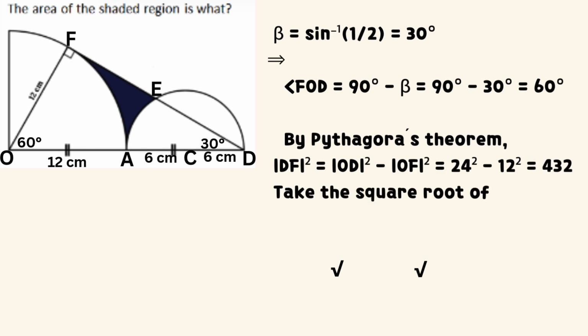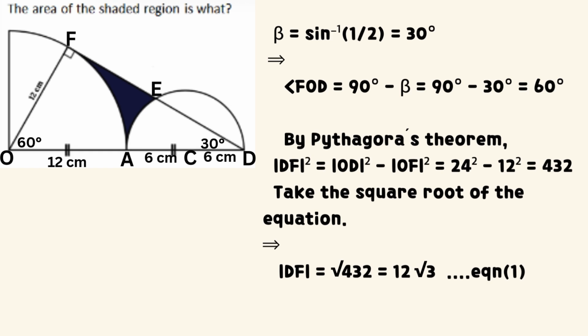By Pythagoras' theorem, the square of line DF equals the square of line OD minus the square of line OF which equals 432. After substitution and simplification of values, take the square root of the equation. It implies that line DF equals the square root of 432 which equals the product of 12 and the square root of 3. We call it equation 1.